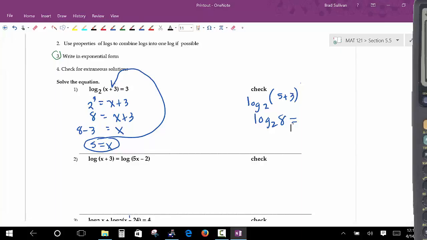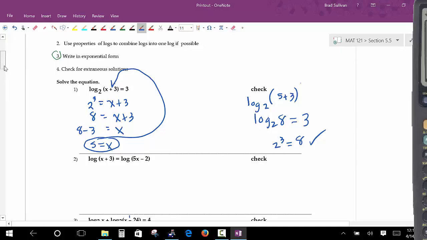Can you? It's 3. Good. Because what is it? It's 2 to the third equals 8. Good. Remember, the answer to a logarithm is an exponent. So it works out the way it's supposed to. 2 to the third is equal to 8. So that's the right answer. Okay, does that make sense? That's the simplest type of log equation you can do.